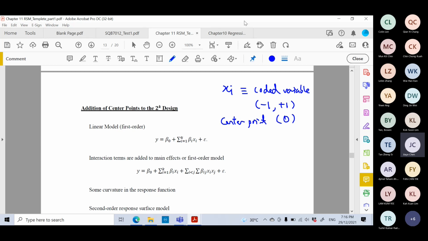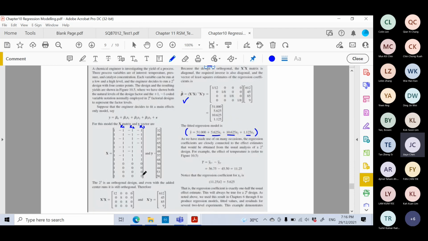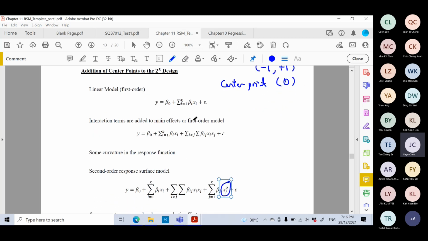Okay, so in the previous example, in the regression, you can see you have a 0 here. This is actually the center point. You have a low level, you have a high level, then you have a 0 here. This 0 refers to the center point. Okay. So to run the second order, we need the center point to do the checking of the x square, whether this x square will be important or not. Okay.